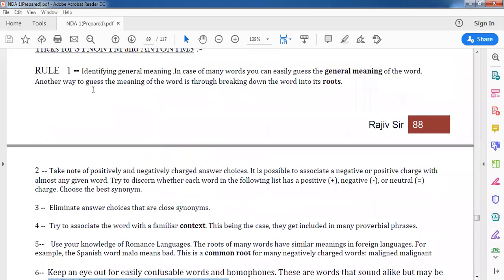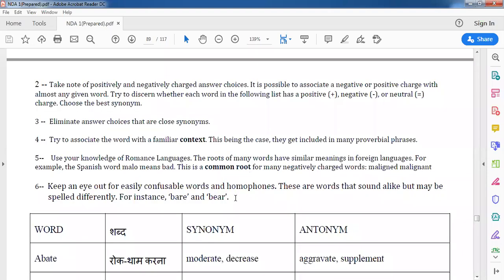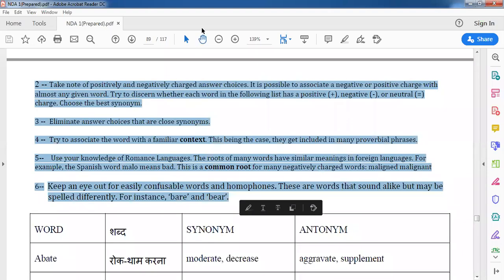Guys, mark my words, if you use these rules or tricks, you will be able to completely solve the synonyms or antonyms correctly, right? So let's start correcting.